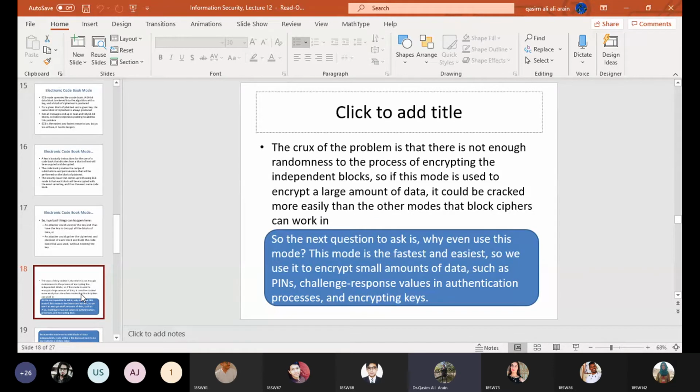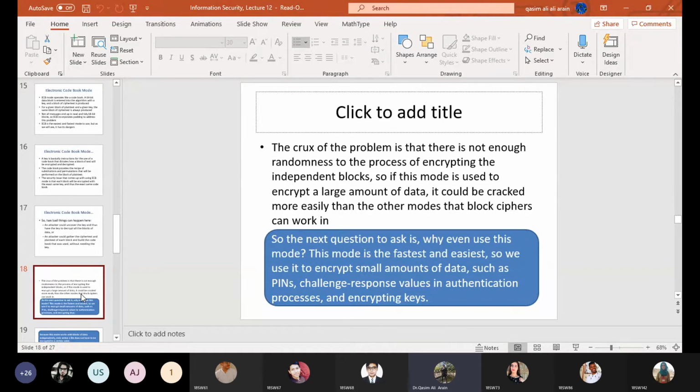So if this mode is used to encrypt a large amount of data, it could be cracked more easily than the other modes that block ciphers can work in. तो प्रॉब्लम हमारे पास क्या फाइंड आउट हुआ? If you are encrypting your data by using electronic code book, if you have a larger amount of data, then it would be very easy for an evildoer to decrypt and compromise that particular mode. ठीक है, अगर आपके पास larger data है और आप उसको encrypt कर रहे हैं ECB से, तो आपका data compromise हो जाएगा, ठीक है.